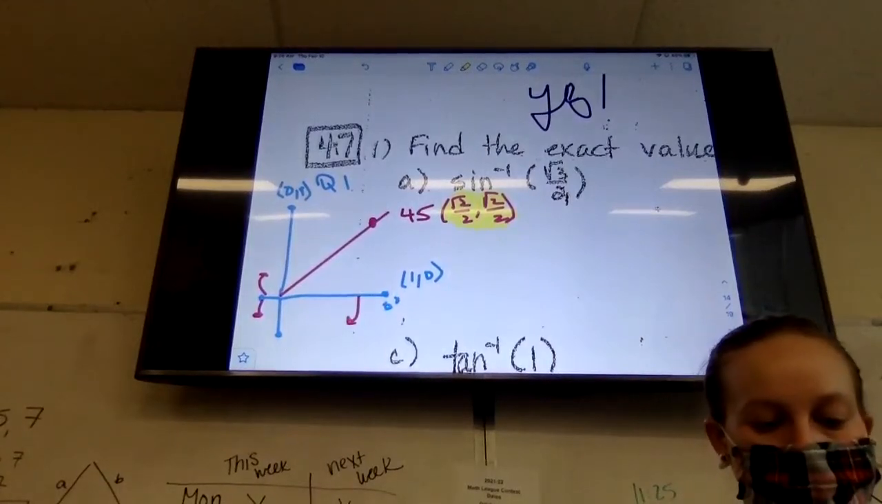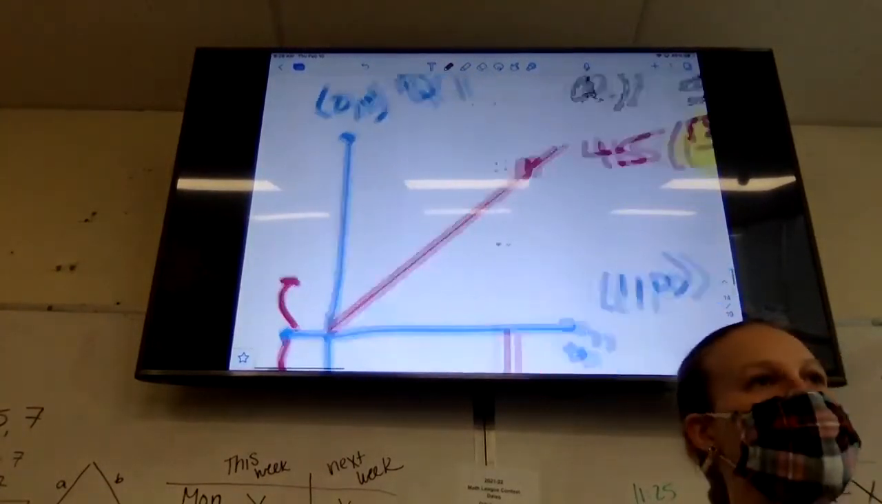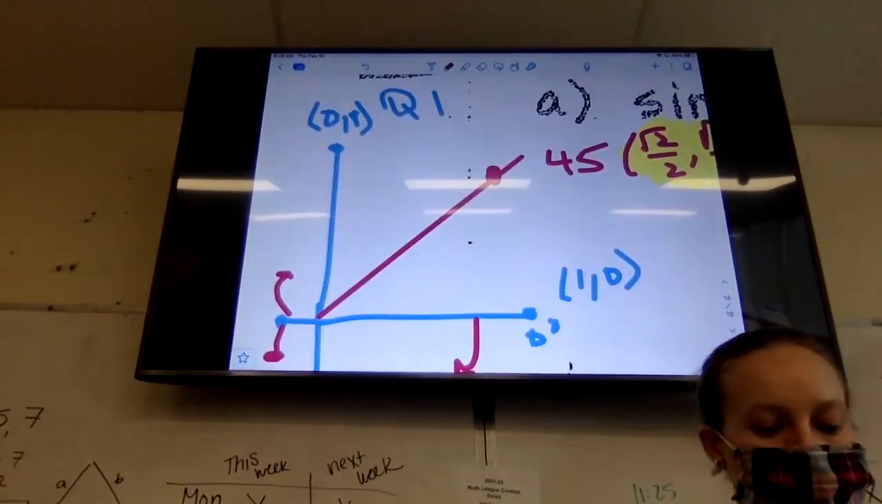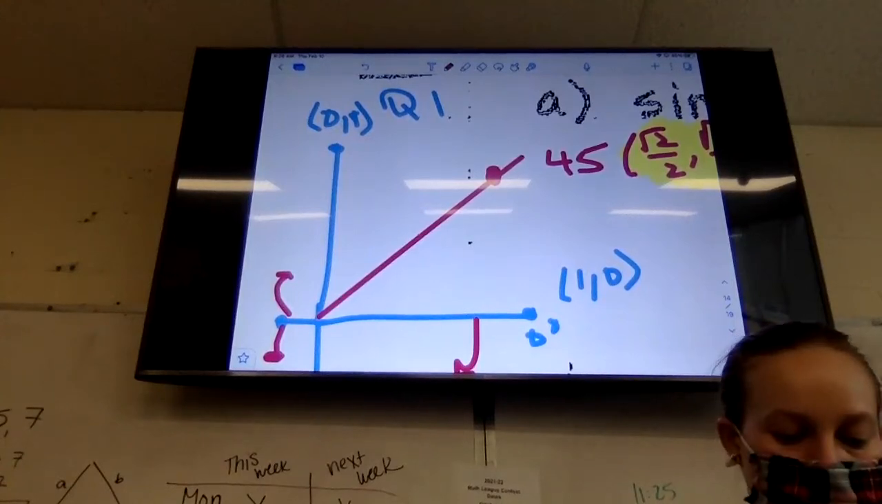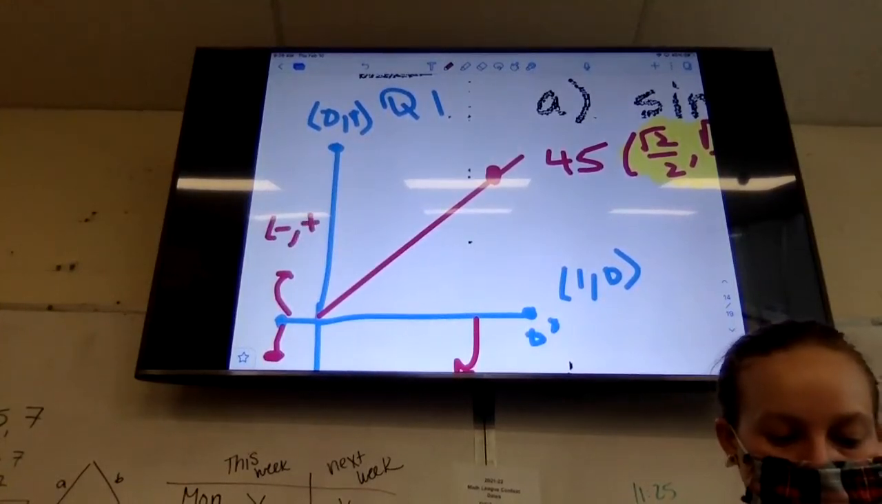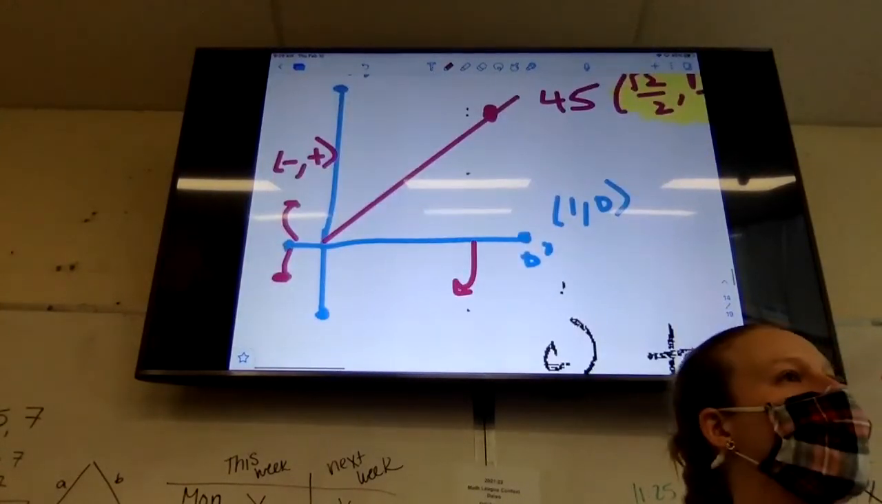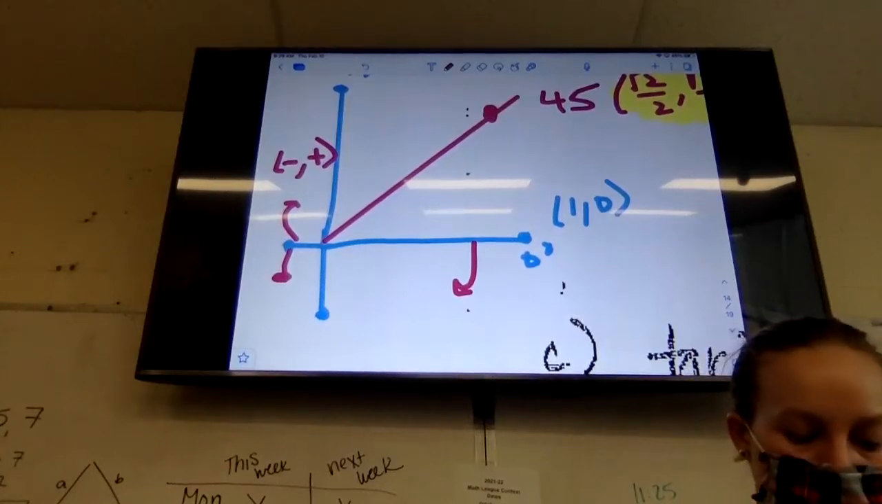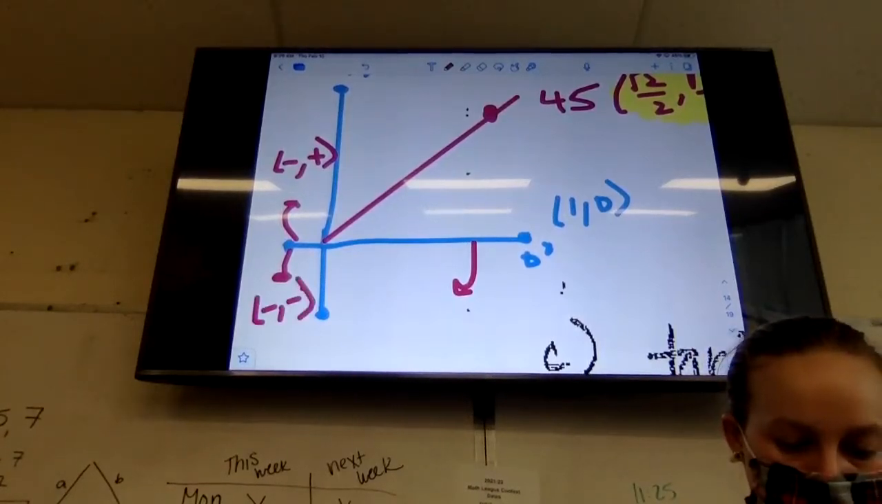And do you remember what the signs are in quadrant 2? Is X positive or is X negative in quadrant 2? Good. And what about Y? Positive. What about in the third quadrant? What are X and Y? What about in quadrant 4? Positive, negative.